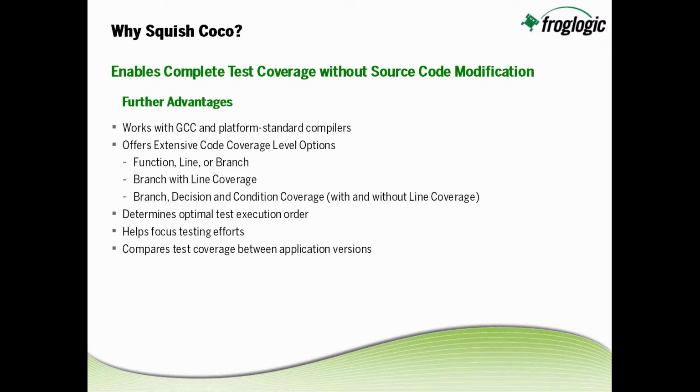A few other things that Squish Coco does: it has a feature that helps determine optimal test execution order. You execute a series of tests, and let's say that you have a limited amount of time. Your tests normally take 6 hours, but you have 1 hour to complete a smoke test. What is going to be your optimal execution order? What's the best order in which to run those tests to cover the most code in the least amount of time? That's where Squish Coco will help as well.